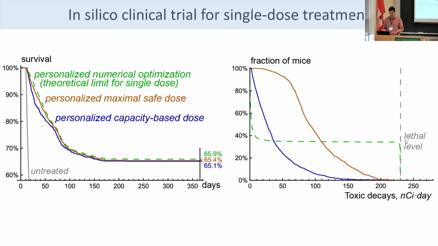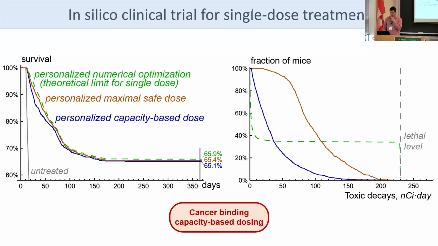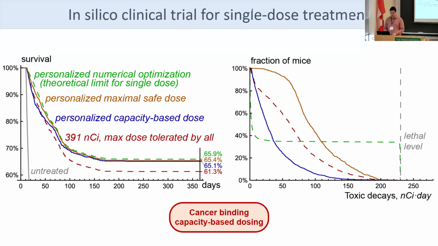And this is really important. The treatment becomes less toxic if we just don't oversaturate the receptors on cancer cells. And this indicates that a personalized dosing strategy based on cancer binding capacity has great potential in a single dose setting at least. How much do we gain from it?